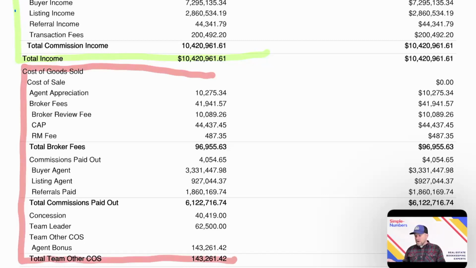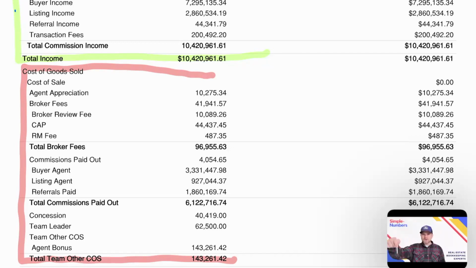Now, I'll tell you, CPAs and typical non-real estate specific bookkeepers, they don't track total income and cost of goods sold. You may say, well, when I look at my P&L, I have income on there. Yeah, but you don't have total income. You have income after the broker got their portion and after the agent, if you split with an agent on a deal, got their portion.